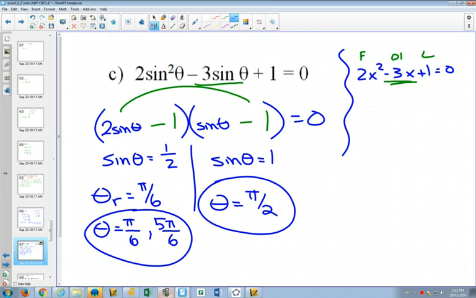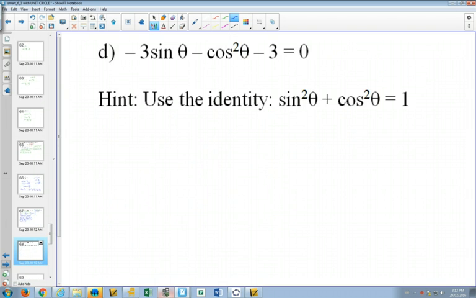All right. Those are the first level of questions. You ready for the second level of questions? Here we have negative 3 sine theta minus cos squared theta minus 3. So if we were thinking with algebra, this is like solving negative 3y minus x squared minus 3 equals 0.